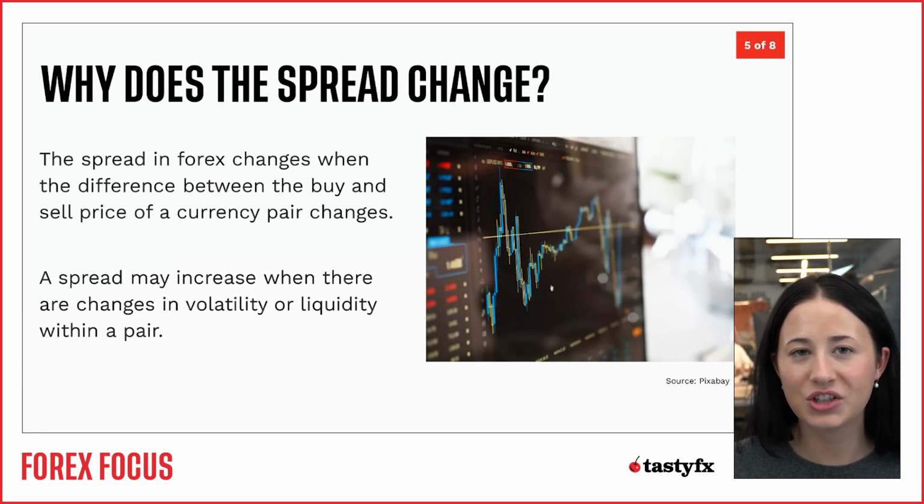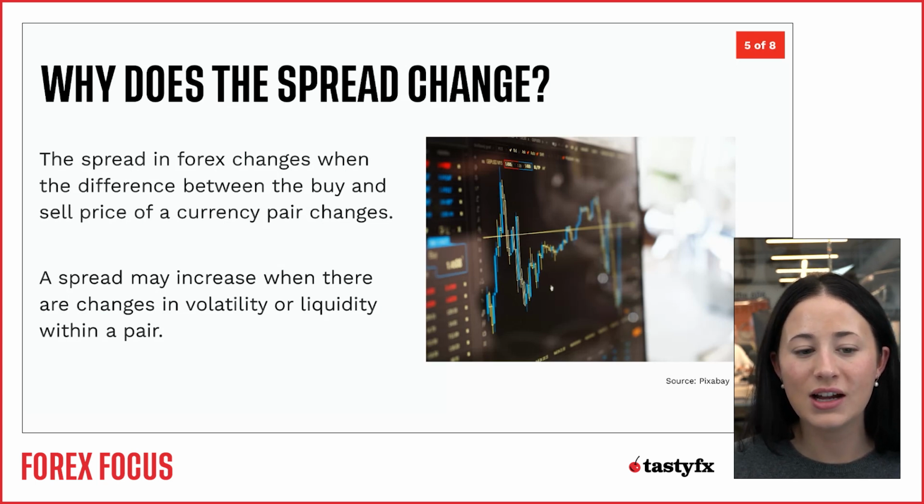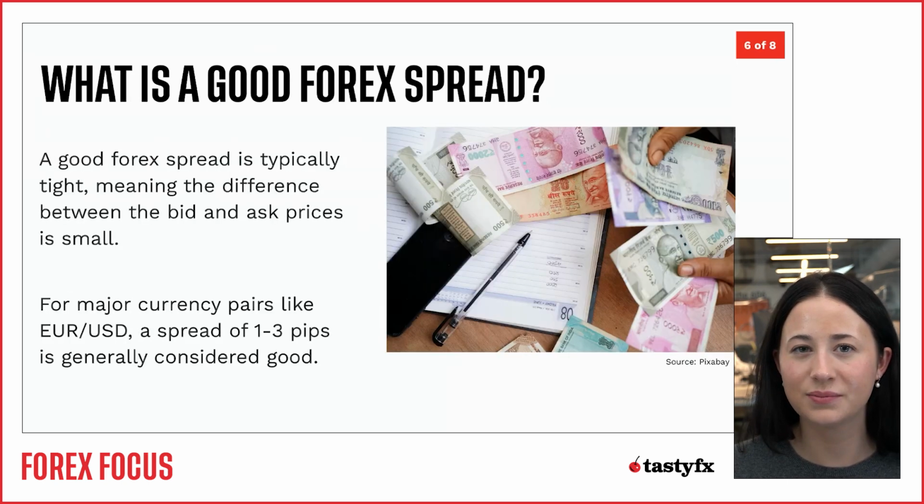So why do spreads change, and why aren't they just consistent all the time? The spread in Forex changes when the difference between the buy and the sell price of a currency pair changes. Spreads can increase when there are changes in volatility or liquidity within a pair. Some things that may drive these changes could be an election, any type of market volatility, or interest rate decisions, among other things.